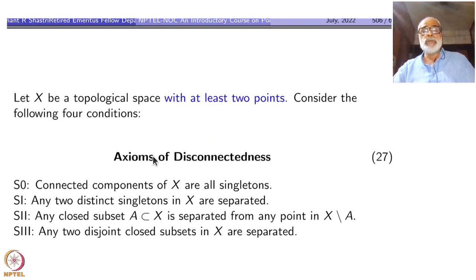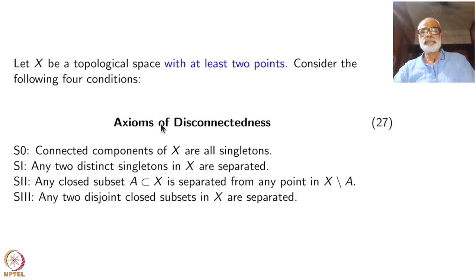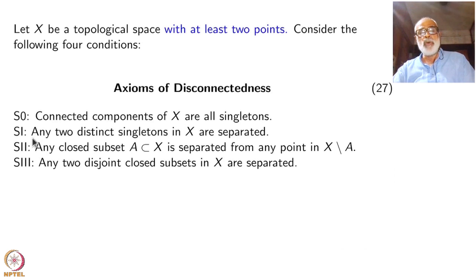Okay. So let us consider the following conditions on a topological space. To make sense out of these things, you should have topological spaces with at least 2 points. The singleton topology is connected and it will satisfy these properties also, so don't get confused with that. At least assume that there are at least 2 points in the space. Then consider these 4 different axioms of disconnectedness.